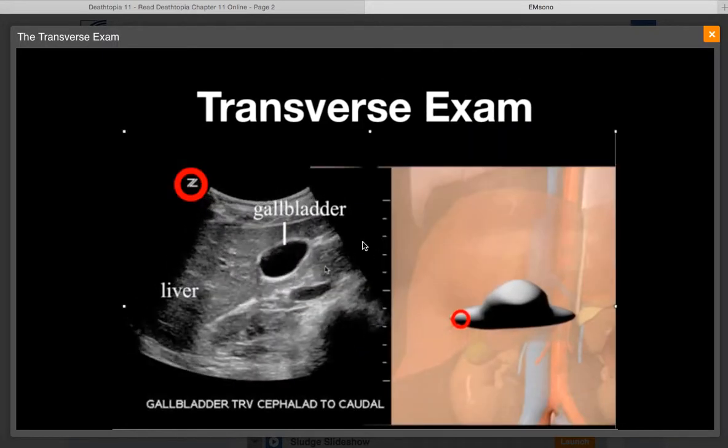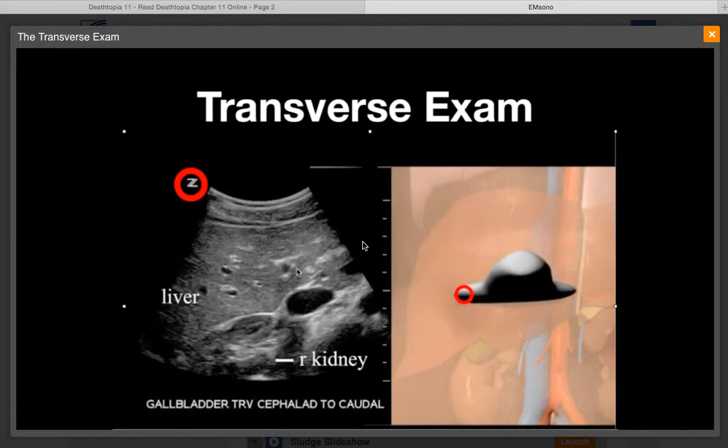Here's another transverse exam of the gallbladder. Note here that you're able to scan the neck in the transverse plane, and it's an important area to look at since this is where stones are going to be in terms of obstruction. Again, you can see that the right kidney's here, so the gallbladder is going to be anterior and medial. You don't want to confuse the inferior vena cava as being the gallbladder on the transverse window.